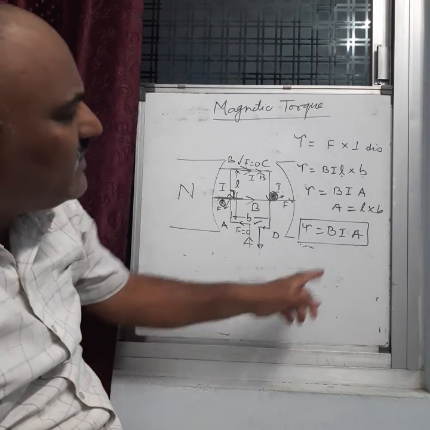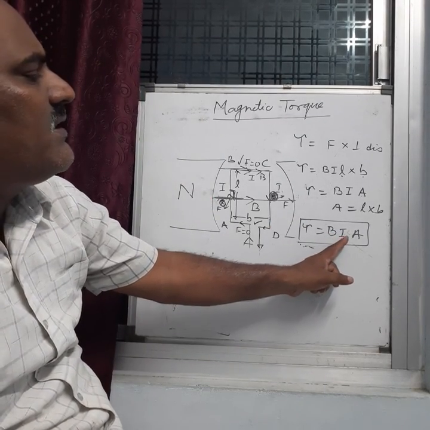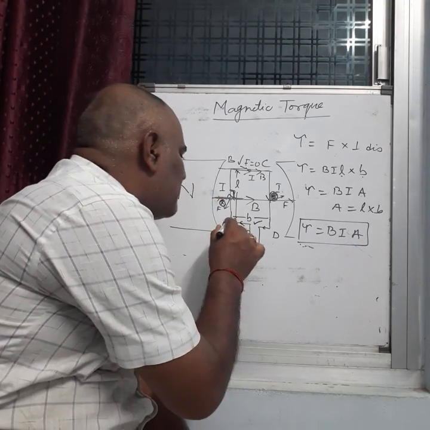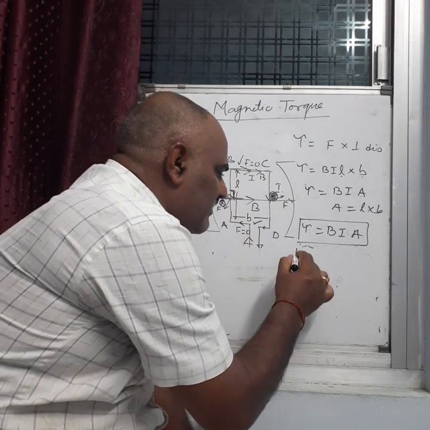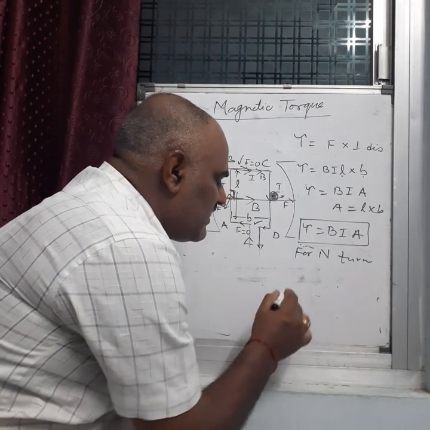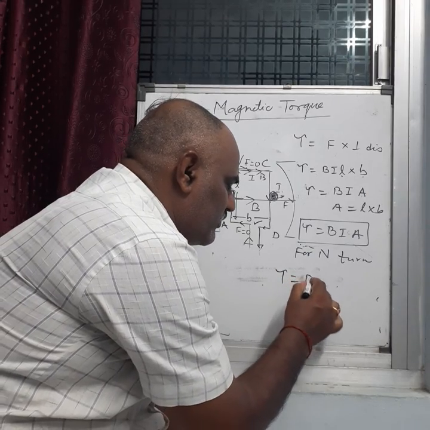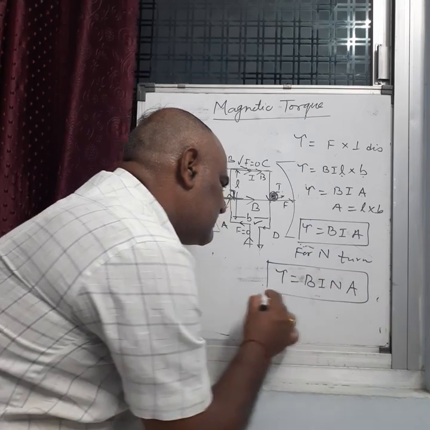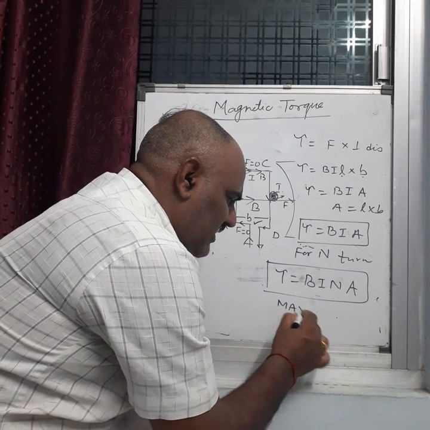Torque generally depends on the magnetic field, current and area, the size of the coil. For example, here there is only one turn. If there are N turns, meaning the wire is wound N times, then tau equals BINA. This is the maximum torque.